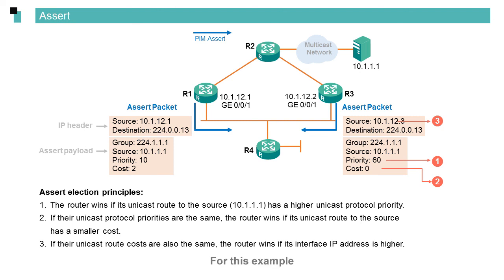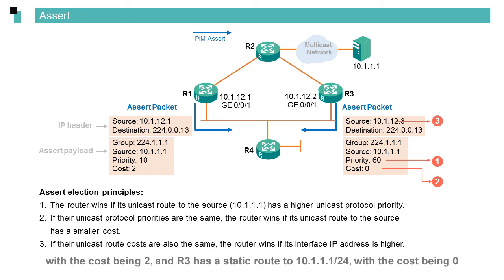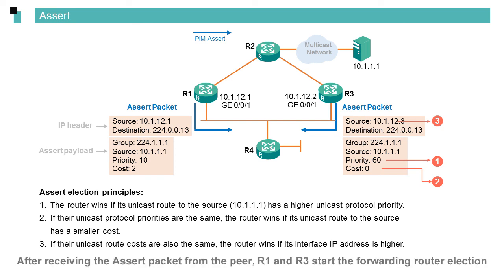For this example, let's assume that R1 learns the route to 10.1.1.1/24 through OSPF with the cost being 2, and R3 has a static route to 10.1.1.1/24, with the cost being 0. After receiving the assert packet from the peer, R1 and R3 start the forwarding router election.